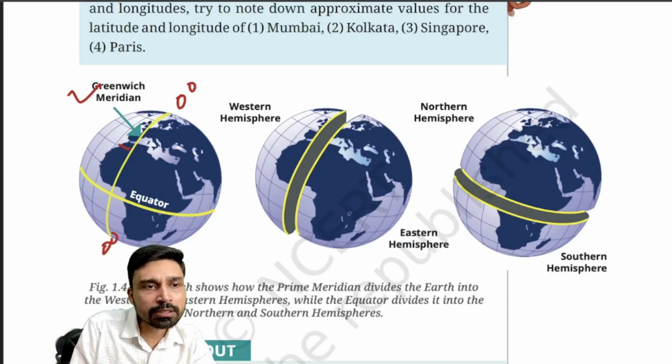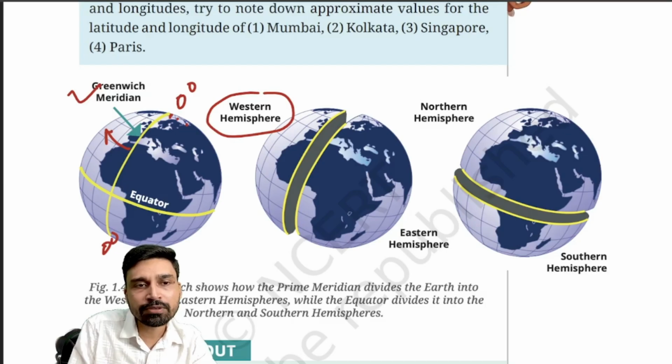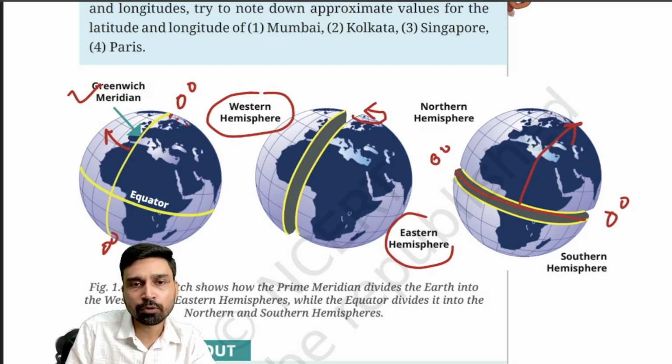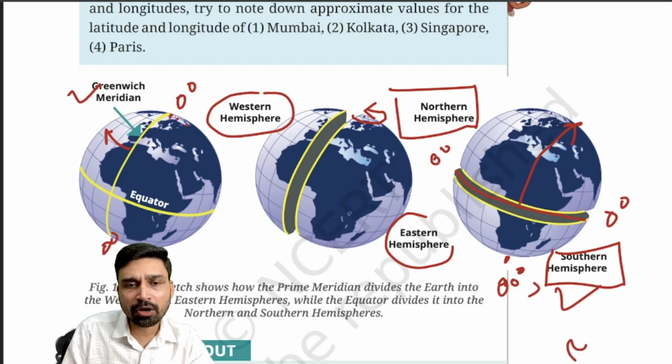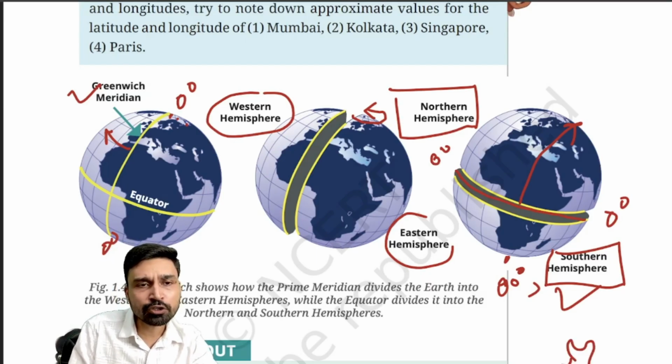Now, all the places on the earth that lie between 0 degree and 180 degree toward the west are called the western hemisphere, and the part of the earth that lies between 0 degree and moving toward the east up to 180 degree is called the eastern hemisphere. Similarly, if you look at the latitude, 0 degree latitude, which we have referred to as the equator, all the places to the north of the equator come under the northern hemisphere, and all the places between the equator and 90 degree, that is the south pole, can be referred to as the southern hemisphere. That means any country on the earth can be part of these hemispheres, either western or eastern, northern or southern.